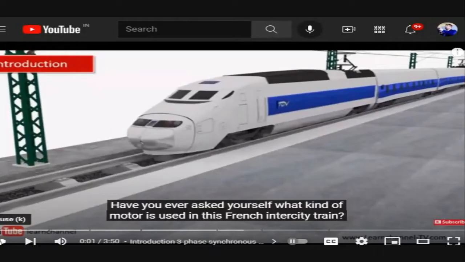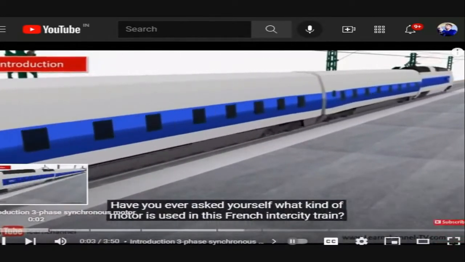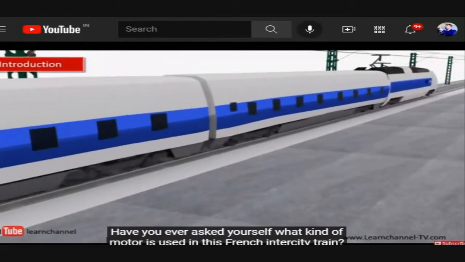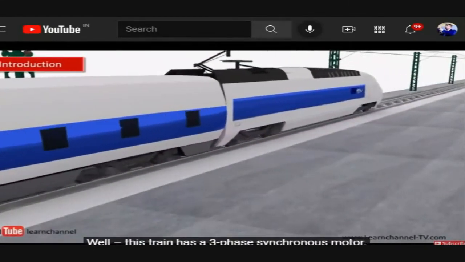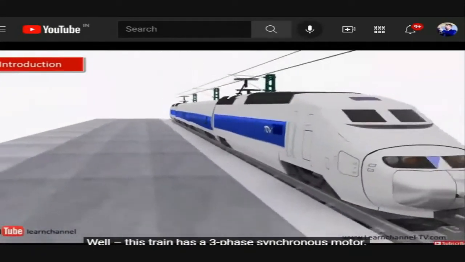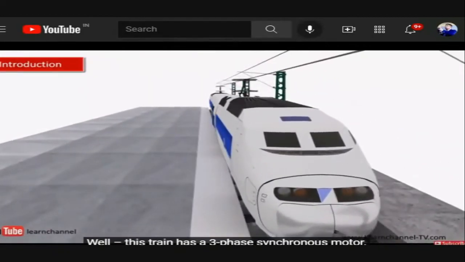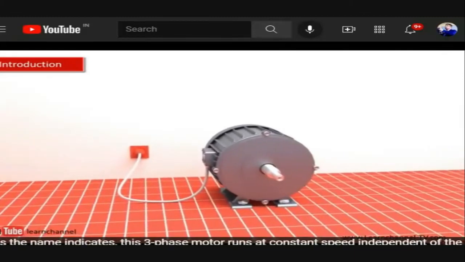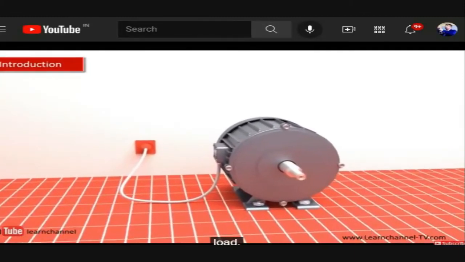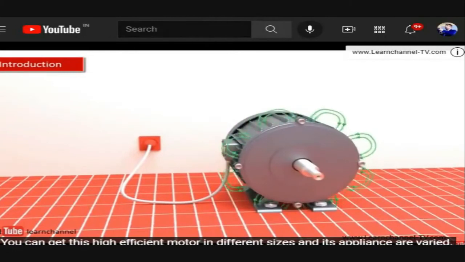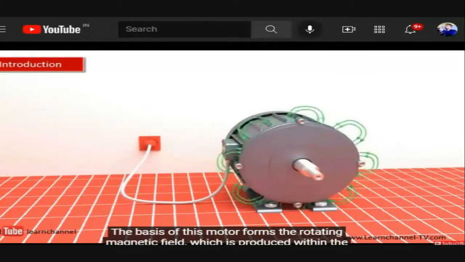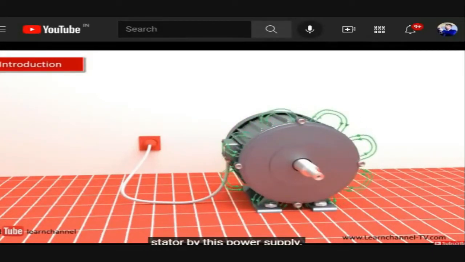What kind of motor is used in this French intercity train? Have you ever asked yourself what kind of motor is used in this French intercity train? Well, this train has a 3-phase synchronous motor. As the name indicates, this 3-phase motor runs at constant speed independent of the load. You can get this highly efficient motor in different sizes, and its applications are varied. The basis of this motor is the rotating magnetic field, which is produced within the stator by the power supply.